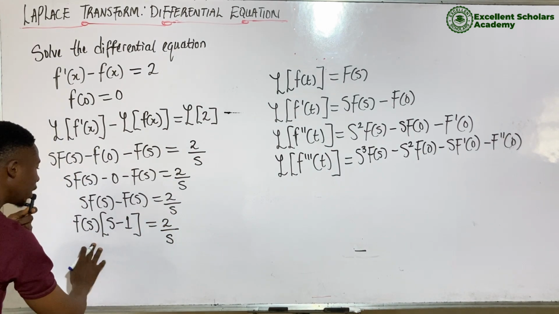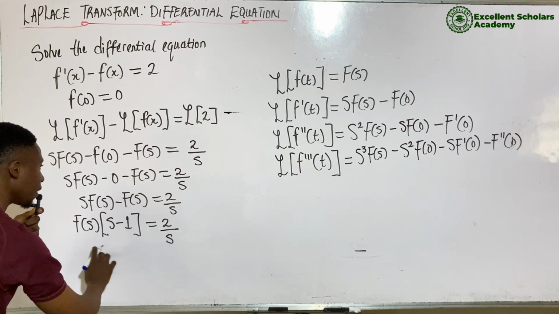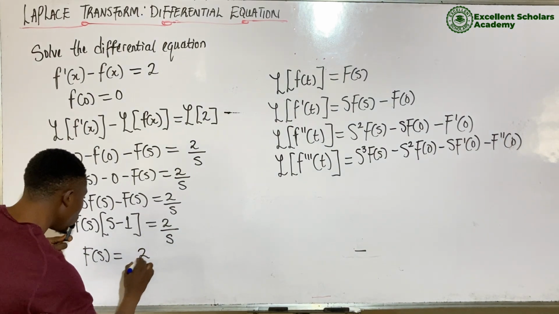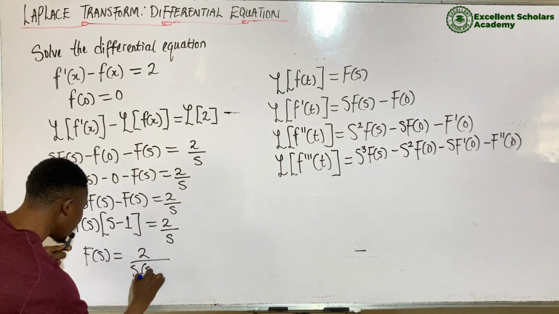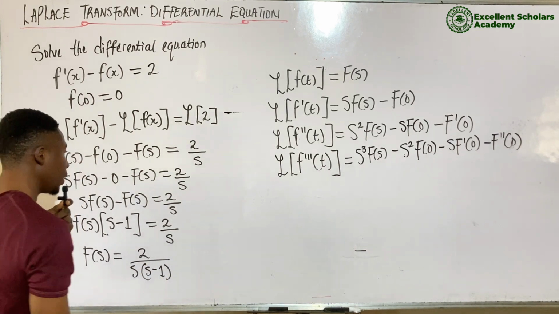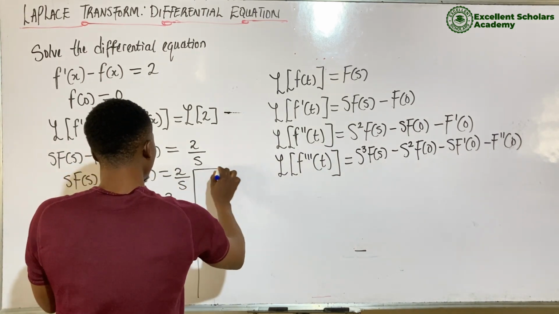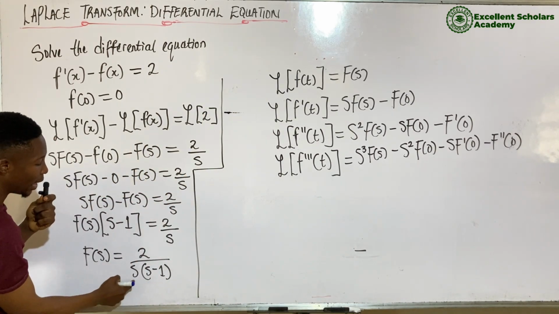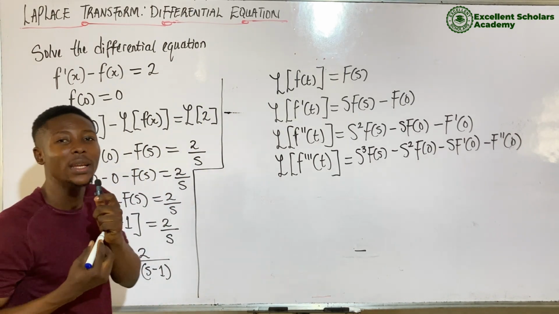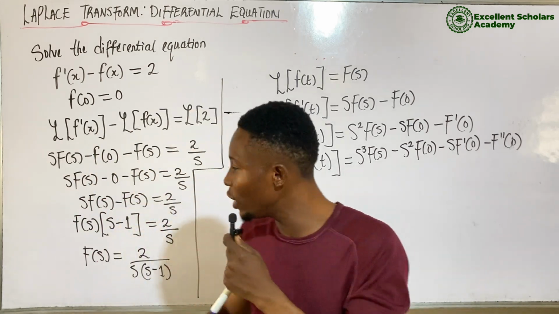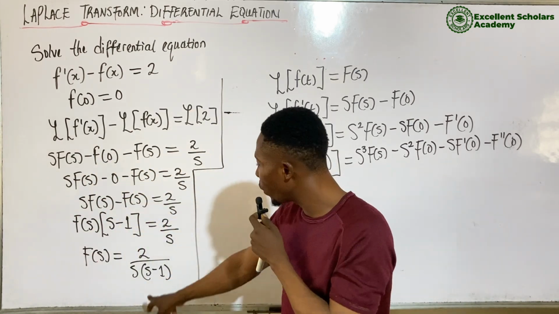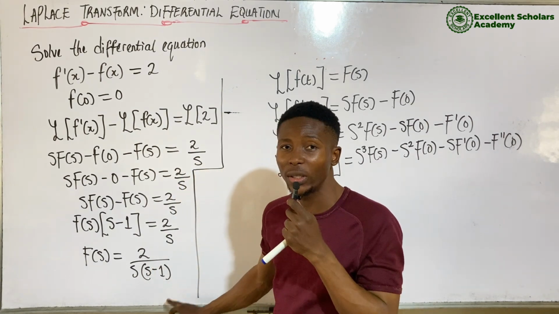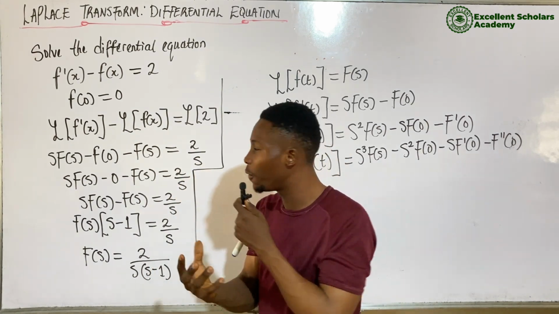Now make F of s the subject of the formula. F of s is going to be equal to 2 over s into s minus 1. So our F of s is given to us here as 2 over s into bracket s minus 1. Now this has led us into partial fractions. We are going to resolve this F of s into partial fractions.